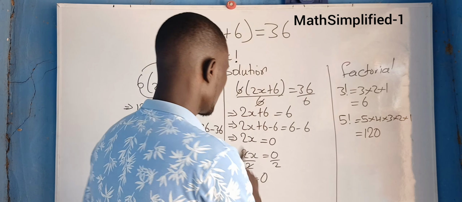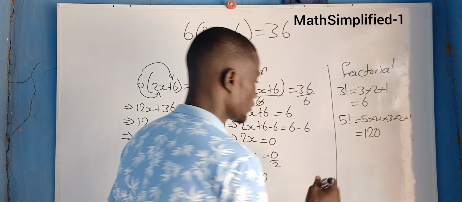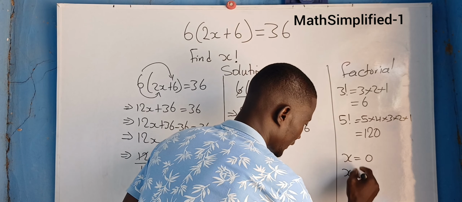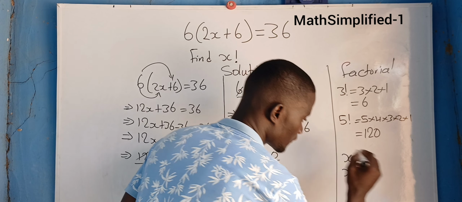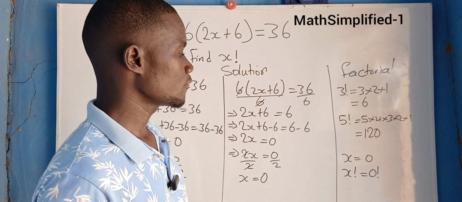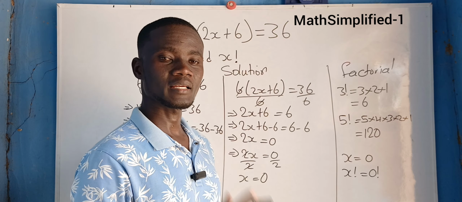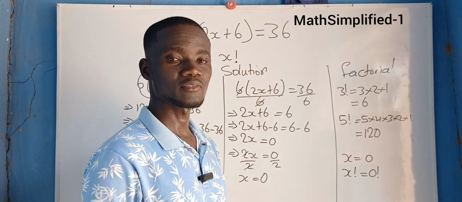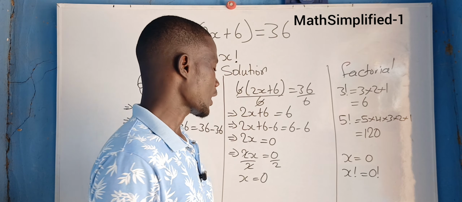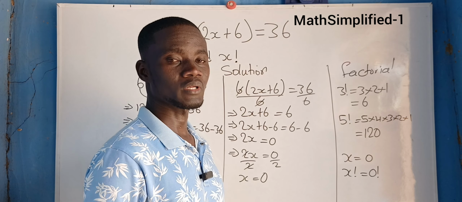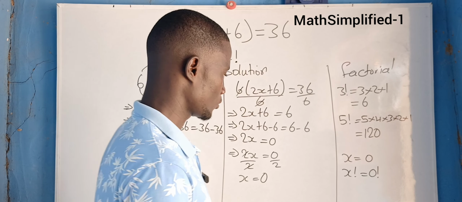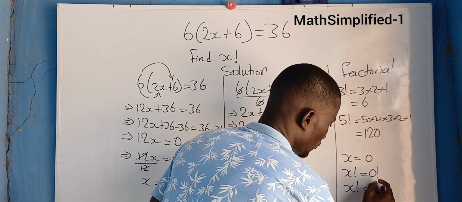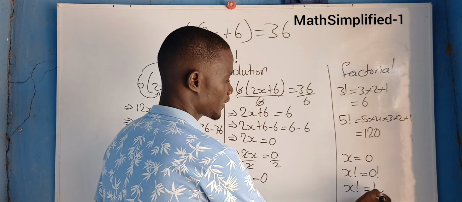So let's now look at 0 factorial. Say x is equal to 0, isn't it? So x factorial will be equal to 0 factorial. And I said factorial means you multiply the number by the counting numbers before it and you end at 1. Then here's the case, we have 0. What do we do? According to factorial, 0 factorial is equal to 1. So we have our x factorial equal to 1, and this is the final answer.